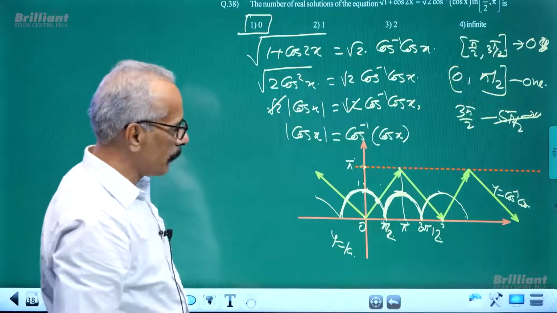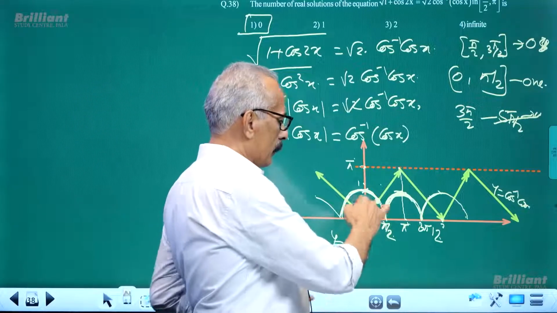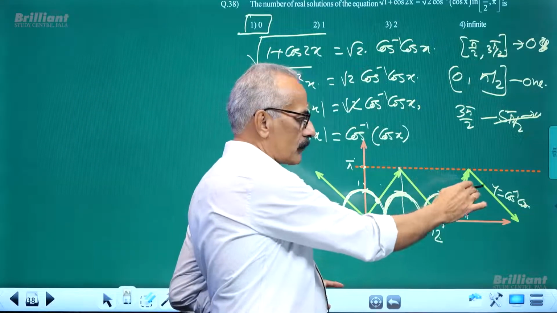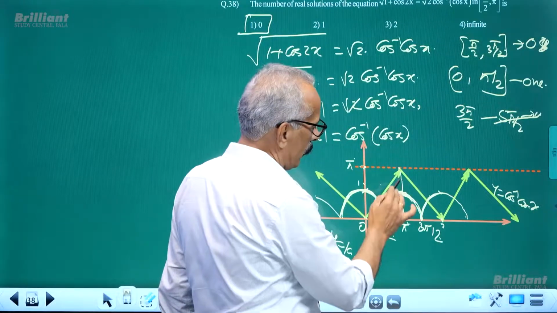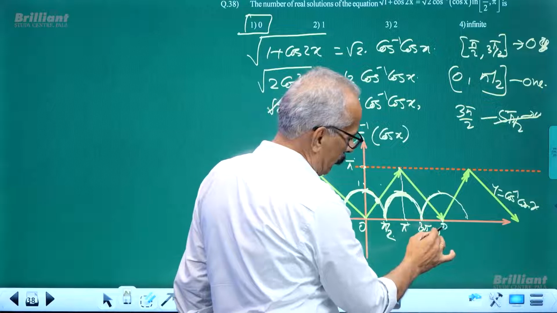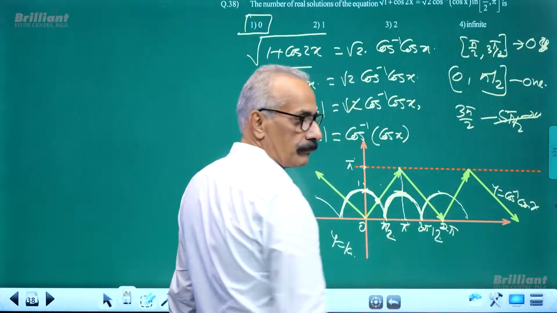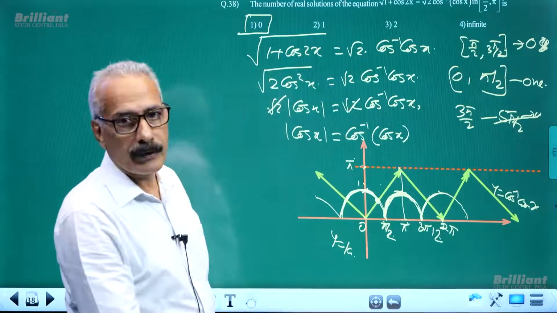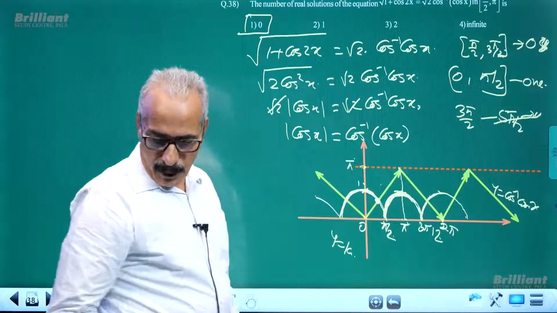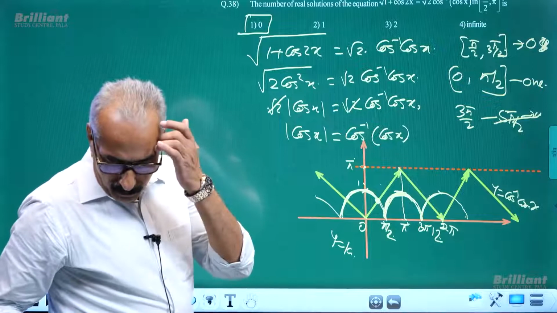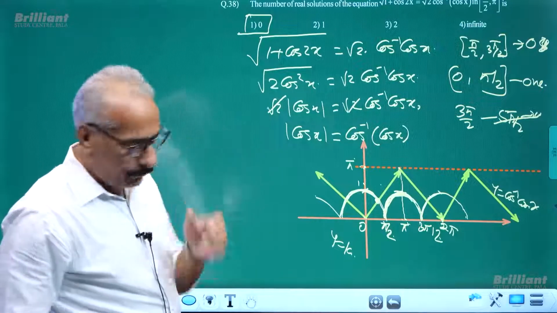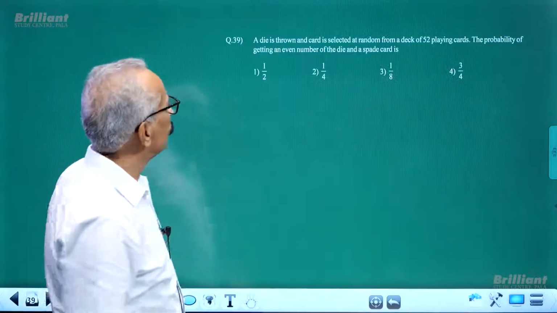ഈ ഗ്രാഫ് നന്നായിട്ട് പഠിച്ച് മനസ്സിലാക്കി വെച്ചോളാം. ഈ ഗ്രീനാണ് കോസ് ഇൻവേഴ്സ് ഓഫ് കോസ് എക്സ് ഗ്രാഫ്. ഇത് ഇവിടുന്ന് 0 to π വരെ പോയി. ഇനി π to 2π വരെയാണ്. റെഡി? സോ ദി ആൻസർ for this 38th question is 0. That is, there is no solution. Go on to the next.